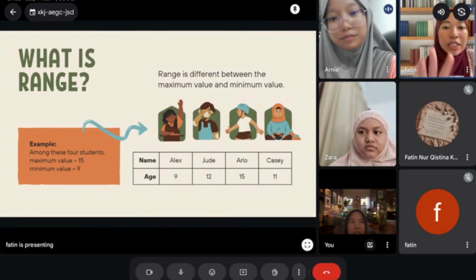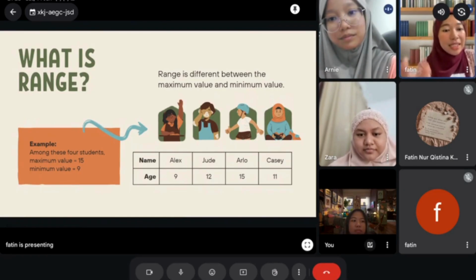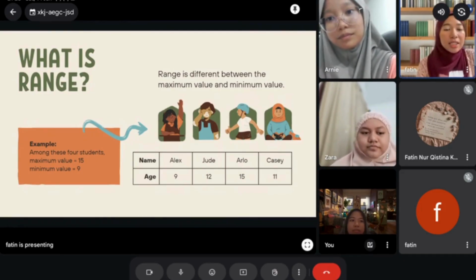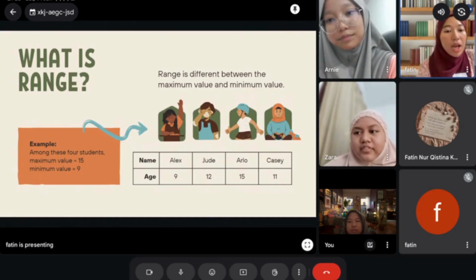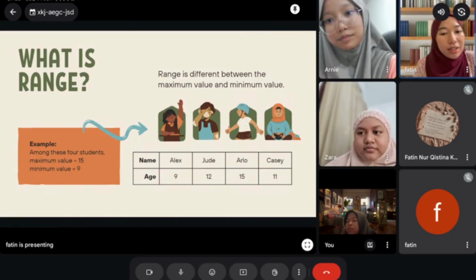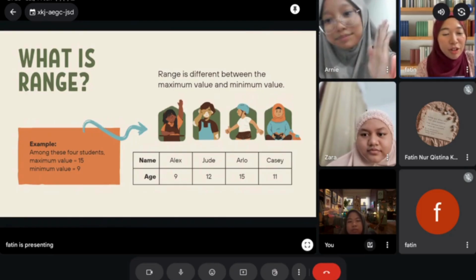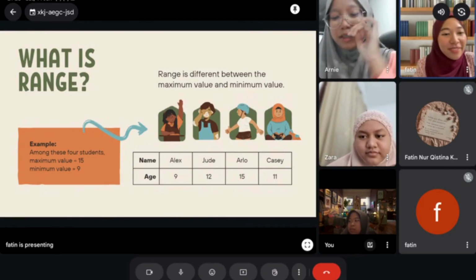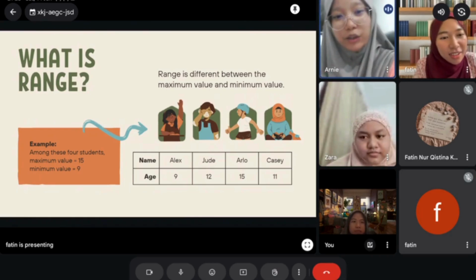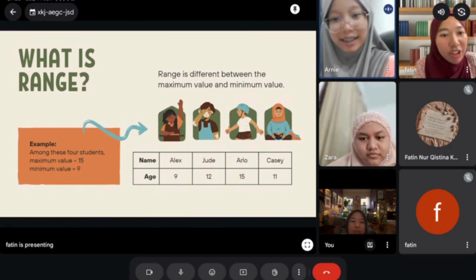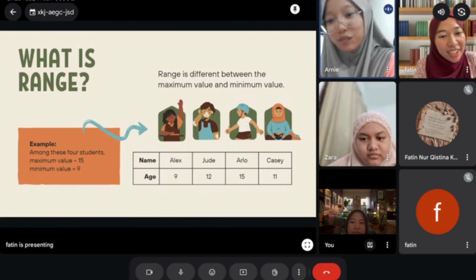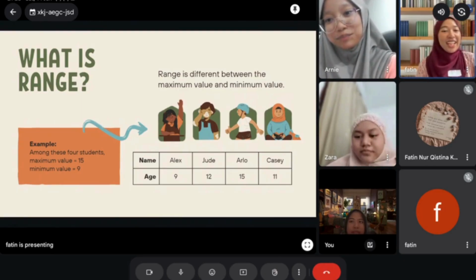So here we have four students, which is Alex is 9 years old, Jude is 12 years old, Arlo is 15 years old, and Casey is 11 years old. So based on what I explained and Arni stated just now, can you guys determine what is maximum value and minimum value for this set of data? Any one of you? Okay, Arni, go. The minimum value is 9 and the maximum value is 15. Okay, good, Arni.